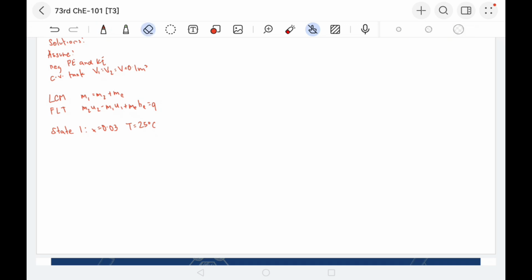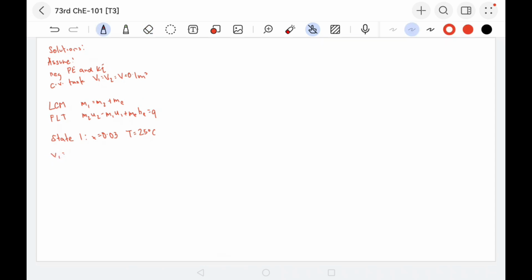Since we know the quality and temperature, we can use these values to get the specific volume and the specific internal energy of state 1. For V1, our formula would be 0.001658, which is the volume at saturated liquid level, plus 0.03 times 0.12647. 0.12647 is the difference between the specific volumes of saturated vapor and saturated liquid, and these values are taken from the Sontag tables. To get a value of 0.005452 cubic meter per kilogram.